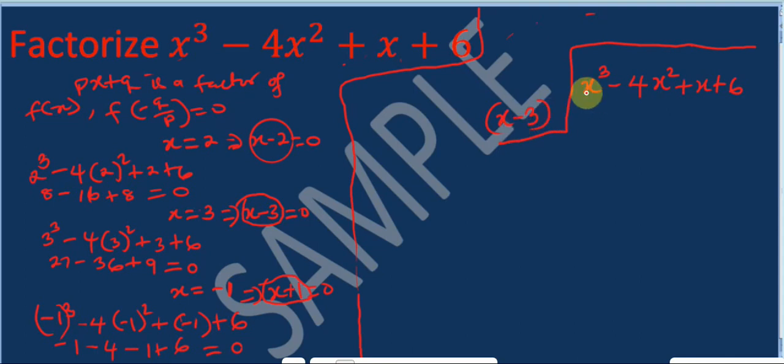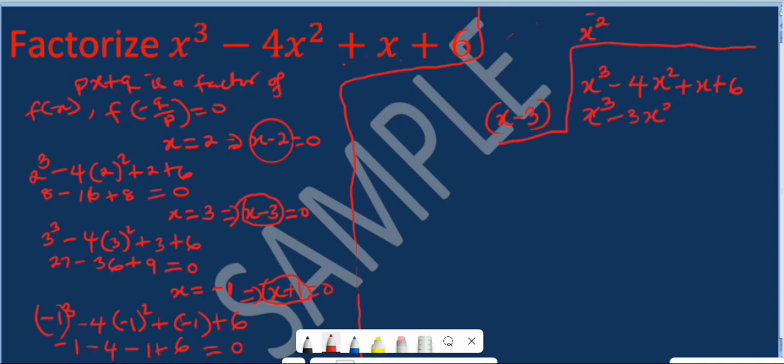So doing that, I'm going to say x raised to the power of 3 divided by x. The quotient will be x raised to the power of 2, because x will cancel one x here. It will remain x raised to the power of 2. Okay. Now I'm going to use this x raised to the power of 2 to multiply the divisor again. So this times this will give me x raised to the power of 3. Then you can see I'm not touching these ones yet. Now x raised to the power of 2 multiplied by minus 3 is going to give me minus 3x raised to the power of 2.